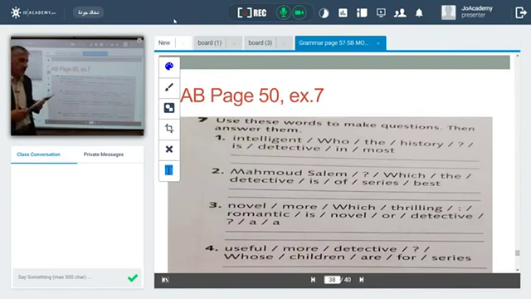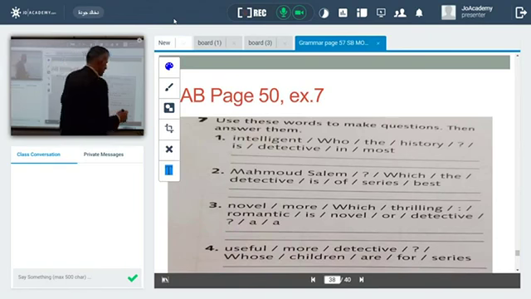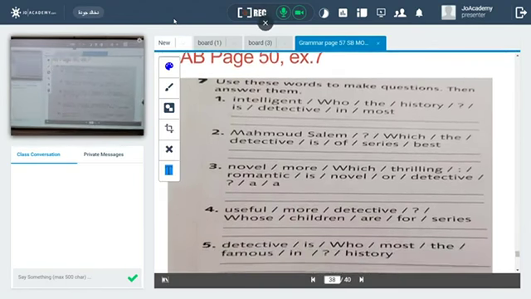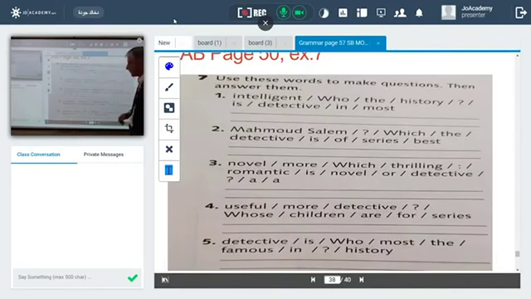Use these words to make questions, then answer them. So we need to make these words into questions, then we need to answer them. We have: intelligent who, the history, is detective in most. So we need to make a question. We have to make 5 questions out of these. We need to make 5 questions.